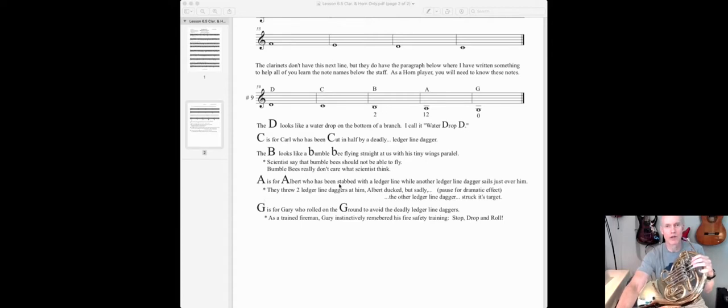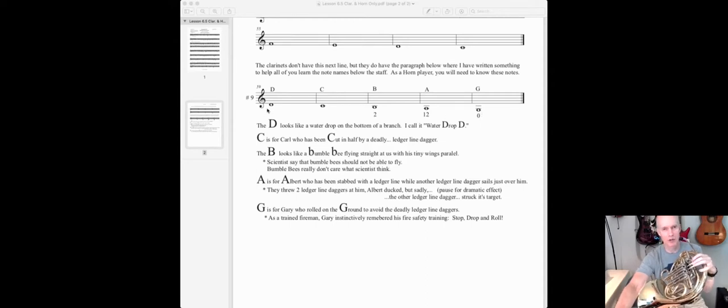But A is for Albert, who's been stabbed with a ledger line while another ledger line dagger sails just over him. They threw two ledger line daggers at him. Albert ducked, but sadly, the other ledger line dagger struck its mark. So they threw one at him. He ducked, but the second one stabbed poor Albert. Now, notice this guy right here. G is for Gary, who rolled on the ground to avoid the deadly ledger line daggers. As a trained fireman, Gary instinctively remembered his fire safety training: stop, drop, and roll. So Gary escaped both of the deadly ledger line daggers.